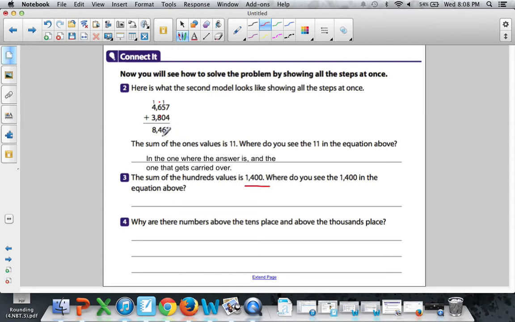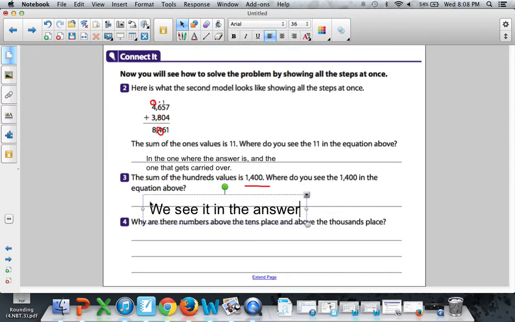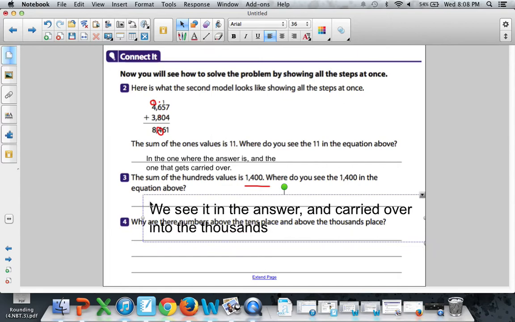We see it very similarly. Right there and right there. So again, we see the 1400 kind of in two places. We see it in the answer and carried over. Oops. Carried over into the thousands.